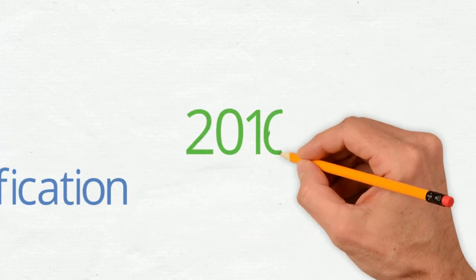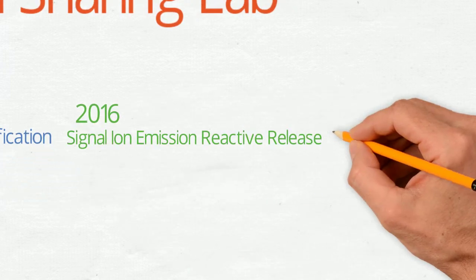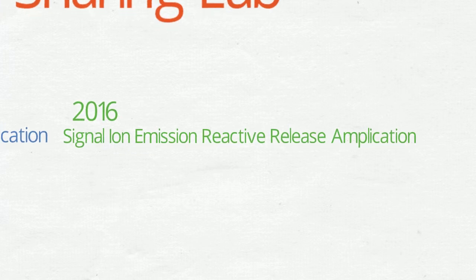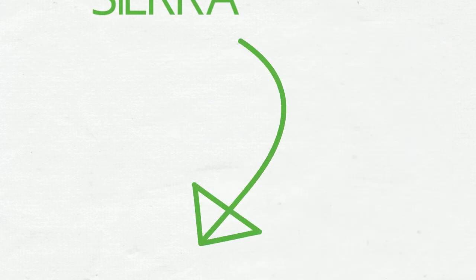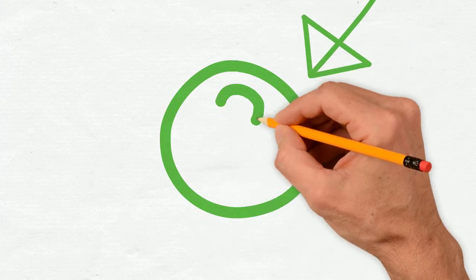In 2016, a research paper was published about a new way to amplify the signal for cancer cell detection called Signal and Emission Reactive Release Amplification, or SIRA. But what exactly is it? I'll explain its concept in 3 different parts.